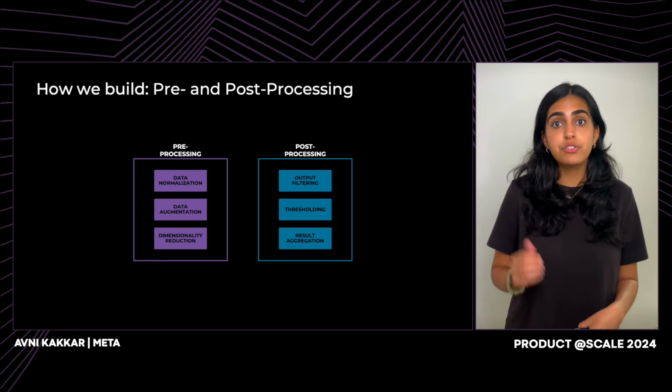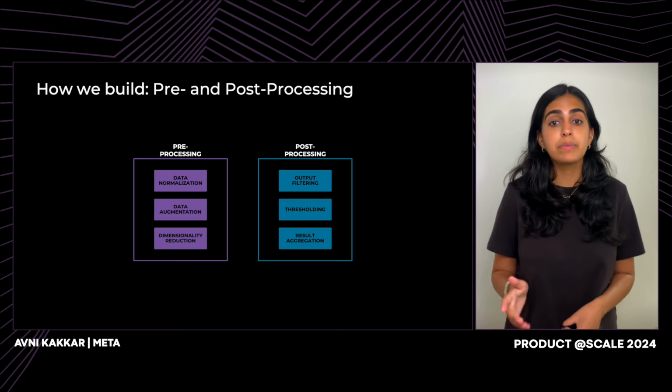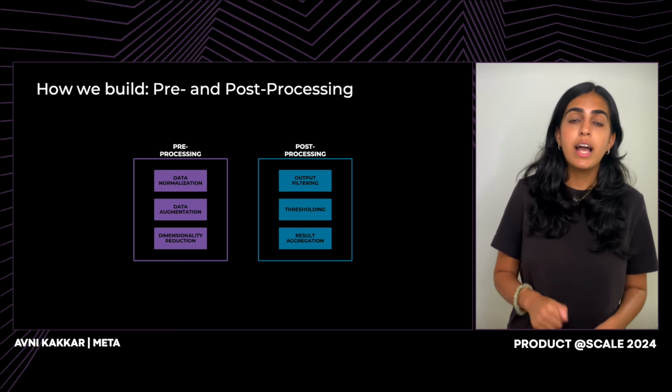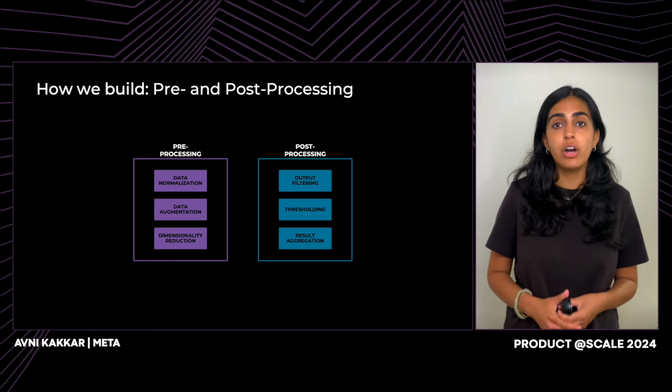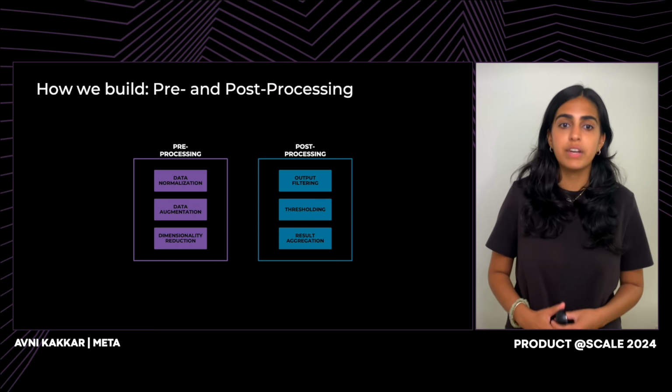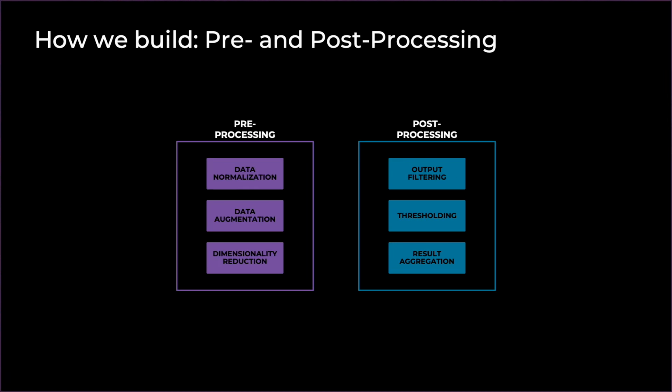A strong approach to pre and post processing helps us mitigate the performance risk and ensure that AI models run efficiently and accurately on these resource-constrained devices. First, we have pre-processing. Pre-processing involves preparing the input data before it's fed into the AI model. Effective pre-processing can significantly enhance the performance and accuracy.